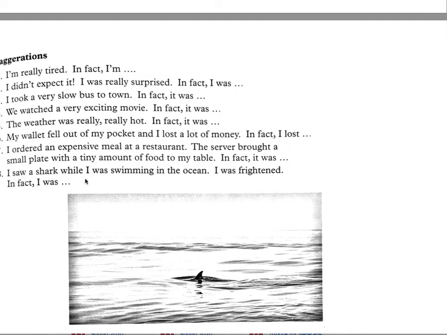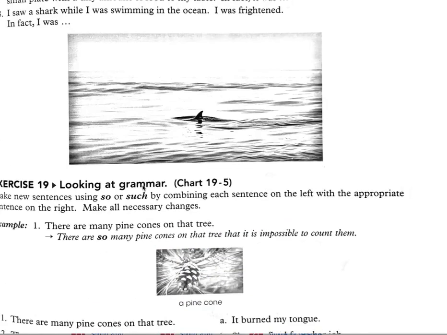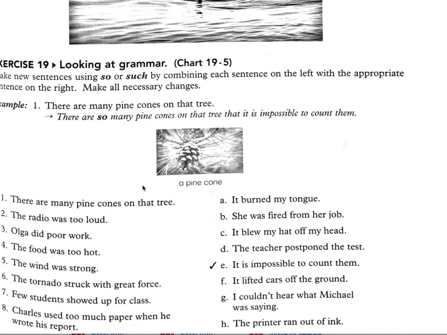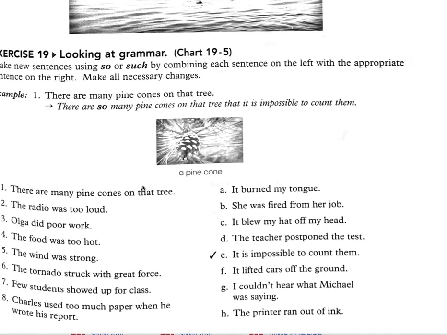Number 8, I saw a shark while I was swimming in the ocean. I was frightened. Remember, frightened means scared. In fact, I was so frightened that the water level in the ocean rose by 3 inches. Those are examples of exaggerations.